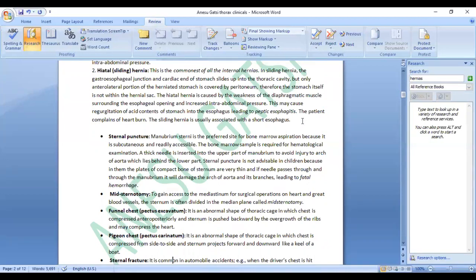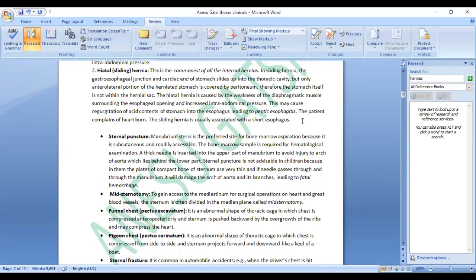So sternal puncture is not advisable in children because in children the plates of compact bone of the sternum are very thin, and the needle may actually pass to the posterior surface of the manubrium. And remember that at the level of the sternal angle, you find the arch of the aorta. That would be the continuation of the ascending aorta more to the left side to end up as the descending aorta. So you're more likely to have a fatal hemorrhage if you try to perform a sternal puncture in young children, then you actually go through the posterior surface of the manubrium sterni and injure the arch of the aorta.